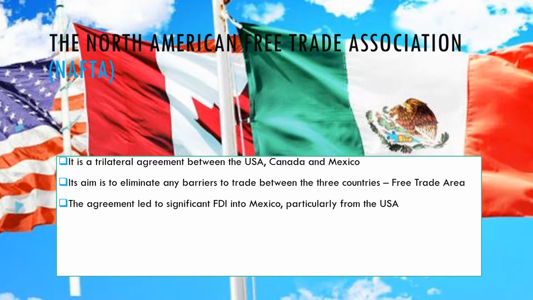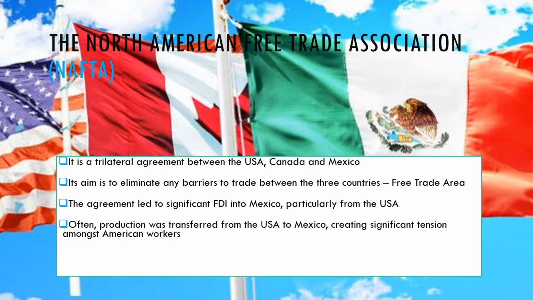And what we've seen is that it's led to significant foreign direct investment into Mexico, particularly from the USA, to take advantage perhaps of lower labor costs and then export from Mexico back into the USA for the larger customer base. This has created some tension amongst American workers who feel perhaps they might have lost their jobs as production was transferred to Mexico, which has maybe had an impact on recent political elections in the States.